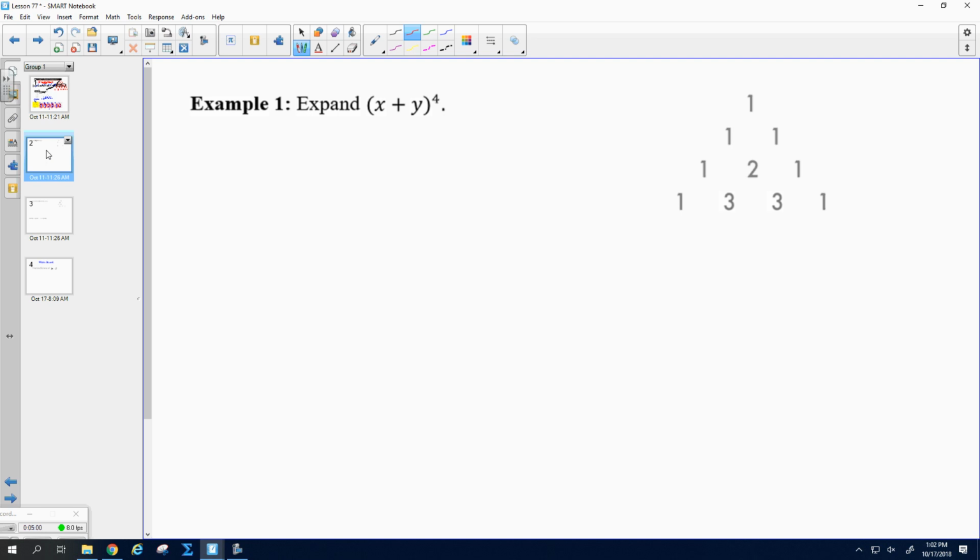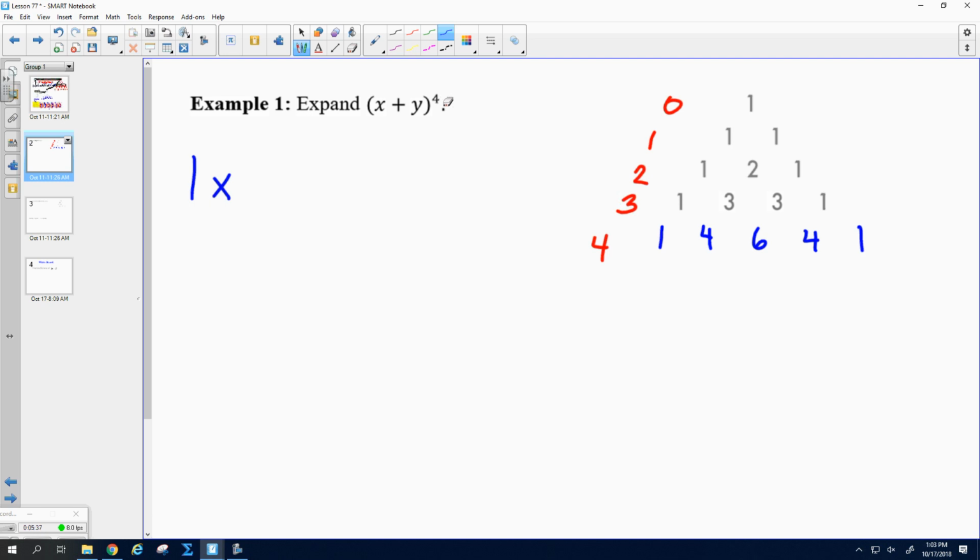So let's try another one. x plus y to the 4th. So this is the 0 row. This is the 1 row. This is the 2 row. This is the 3 row. So I need to write out the next one. And so I add to get 1, 4, 6, 4, 1. Everybody know how I'm getting these numbers? Everyone feel good about that? Okay, good. So I start with a coefficient of 1, and then I'm going to write x to the, Stella, what?